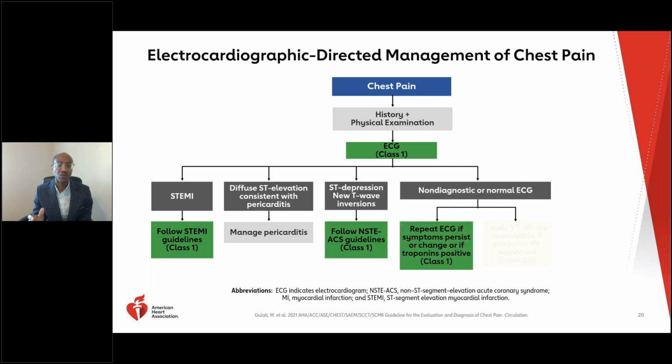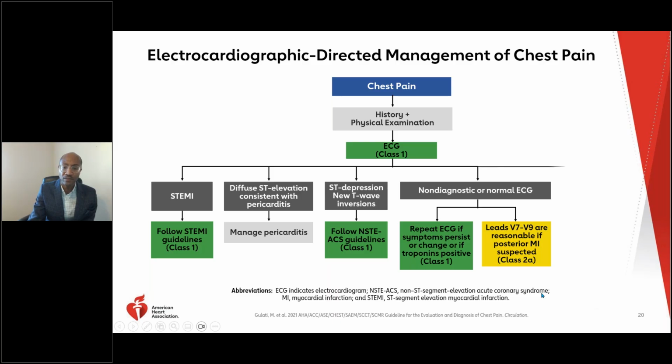In a subset of patients, we may have a little bit more time, right? We may have the ability to see an ECG, kind of like our case, where there's actually a normal ECG with no significant findings. Particularly as we clinically evaluate patients or follow delta troponins, the role of a repeat ECG may offer more information, or the role of a posterior ECG with leads V7 to V9 is incredibly reasonable, with a Class 2A recommendation also.